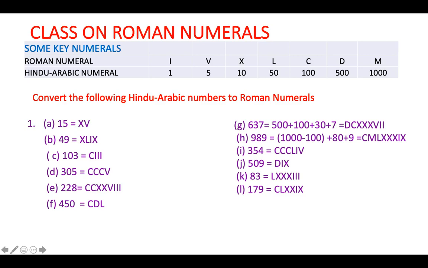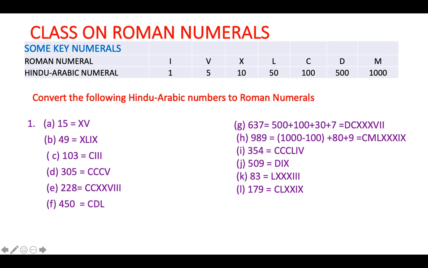Now the next number is 103. It's very easy. You know how to write 100: C stands for 100. So we will write C and then 3, that means I, I, I. That is 103. No problem. It's very easy. Now we will move to the next number.